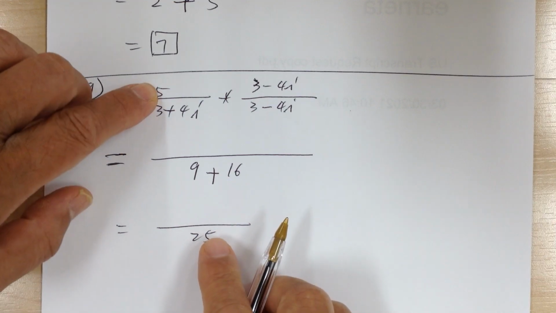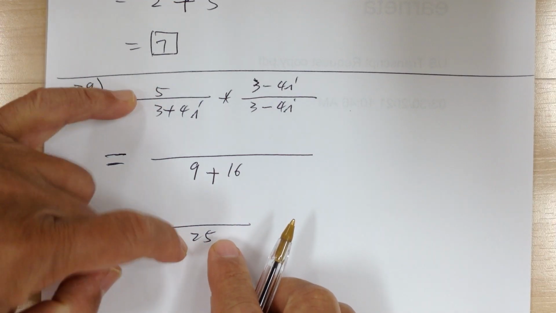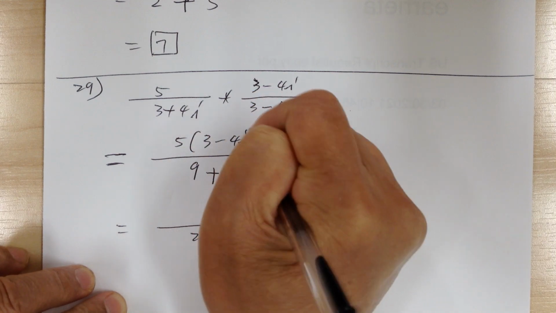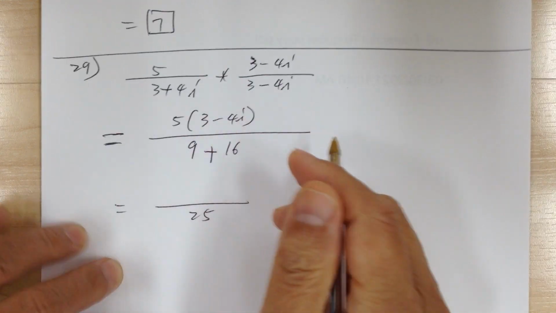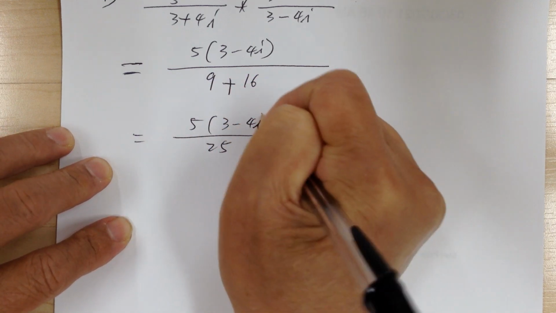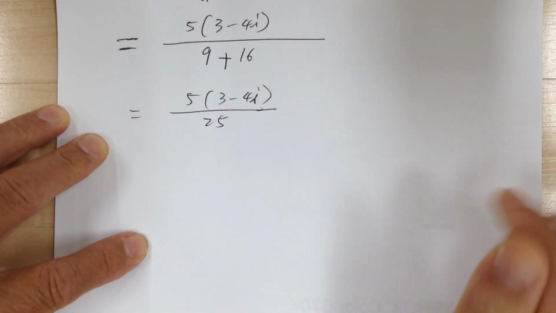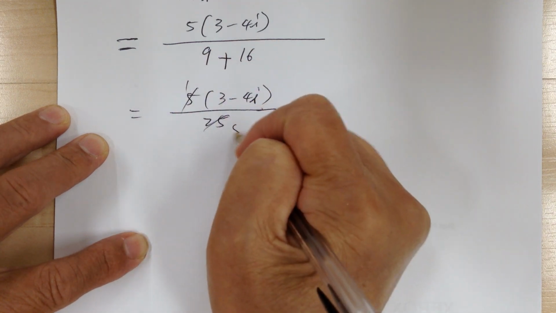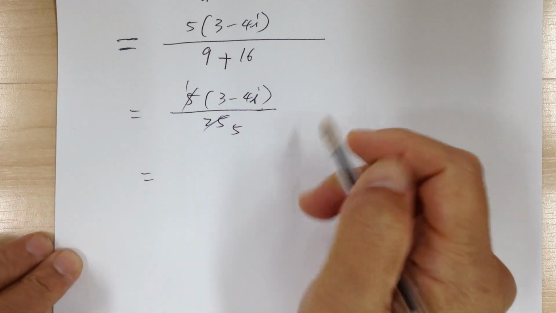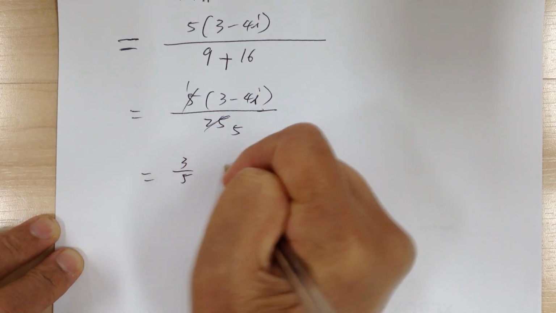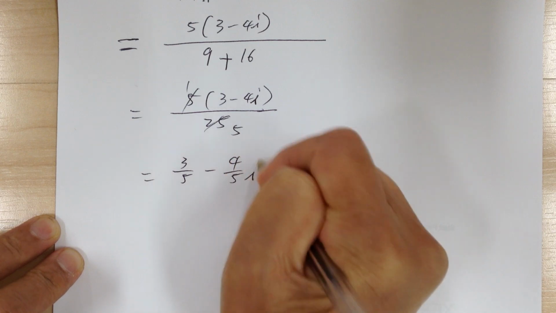And notice there's a 5 over here, and there's a 25, so you can cancel. That means do not multiply the top. Leave it alone for now, because you're going to get into a mess or waste time. This can cancel: divide by 5, you get 1; divide by 5, you get 5. And so that's it. Now split it up into a plus bi form, so you get 3 over 5 minus 4 over 5i.